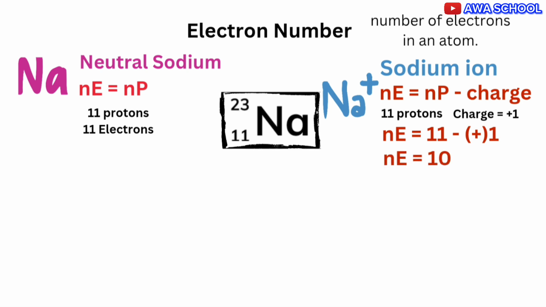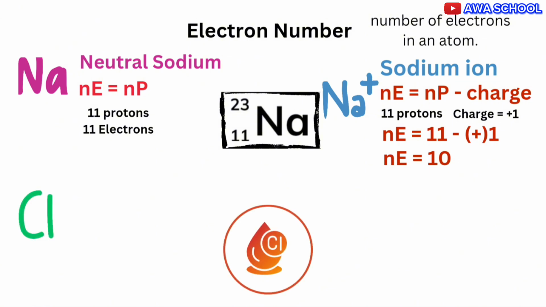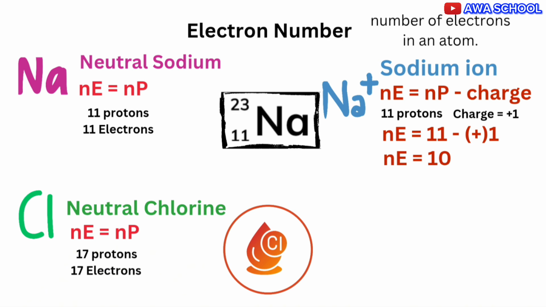Now let's take one more example. Chlorine. For neutral chlorine, number of electrons equal to number of protons. Remember we said that for neutral elements, number of electrons equal to number of protons. Remember, the number of protons for chlorine is 17. Atomic number of chlorine is 17. So it means the proton number is also 17.